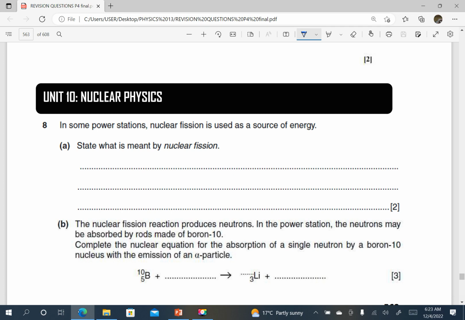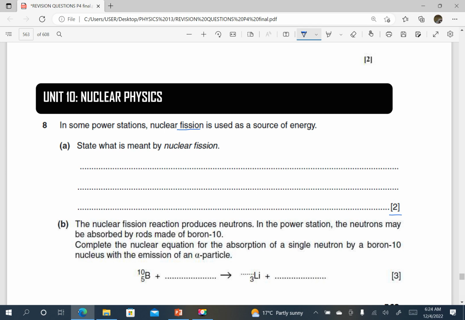So in some power stations, nuclear fission is used as a source of energy. We shall see what is fission, but fission is just splitting. The first question is saying state what is meant by nuclear fission. As a simple question answering technique, before you answer any question, look at the marks provided so that you can plan how much depth the examiner may be interested in. However, it is always good to write as much depth as you can after all. The more details you give, the more chances of including all the marking points which the examiner will be looking for. So what is meant by nuclear fission?